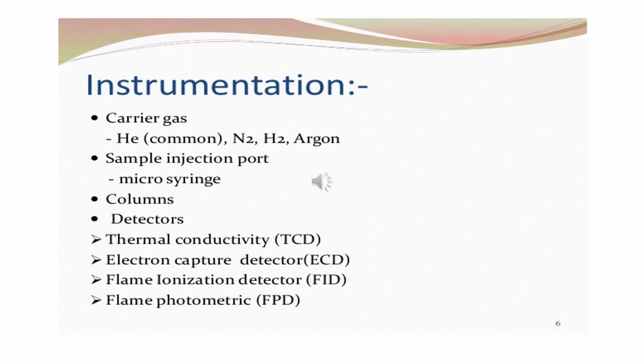Instrumentation. Carrier gas. For example, helium is a commonly used gas in gas chromatography. Then N2, H2 and argon. Sample injection port, that is microsyringe. There are various columns and detectors. Detectors are further classified into thermal conductivity detector, also called TCD, electron capture detector ECD, flame ionization detector FID and flame photometric detector FPD.